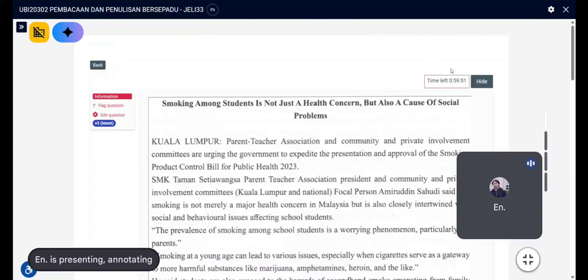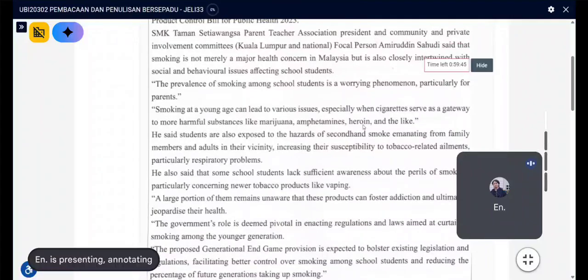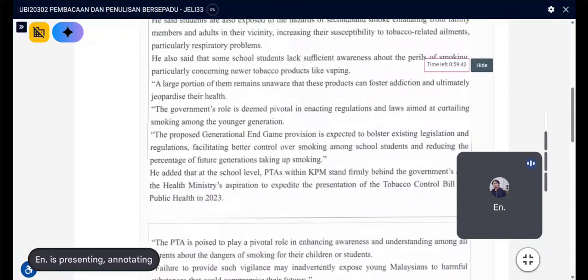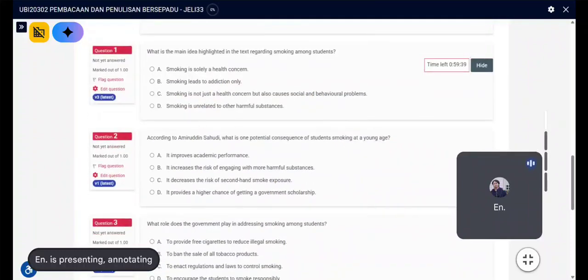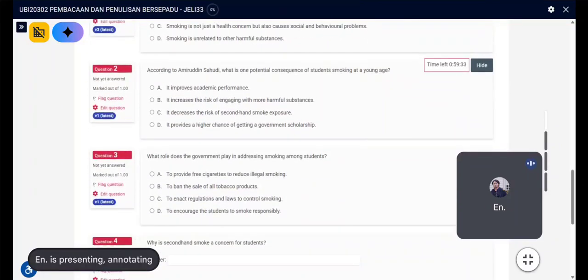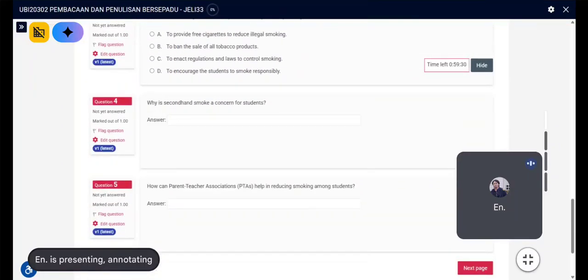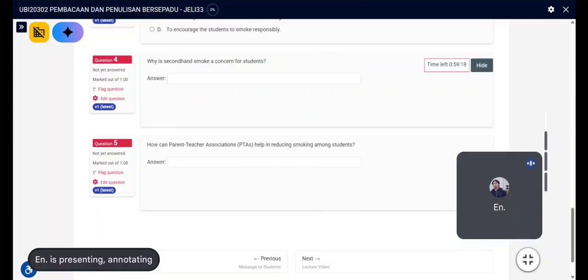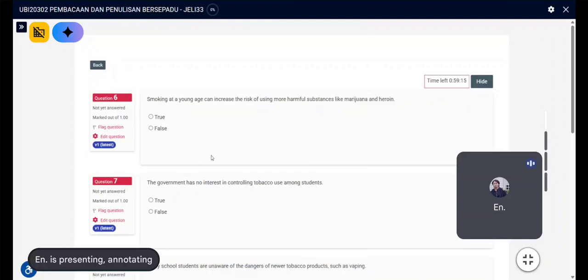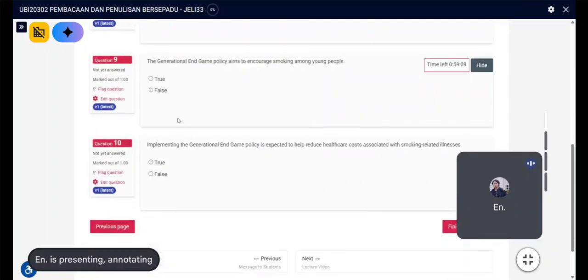On the top right you will have your time left, that is 1 hour, and the reading comprehension questions. Of course, there will be an article, and then there will be questions regarding the article. Question one is a multiple choice question, and then we also have open-ended questions, for example: why is secondhand smoke a concern for students? You write your answers here, and then we have another open-ended question for question number 5. Click next. We do have true and false as well.